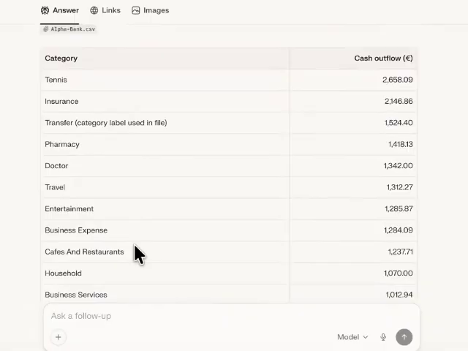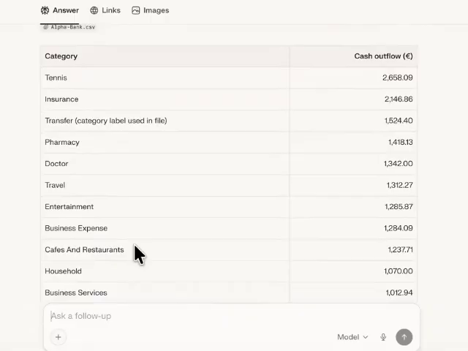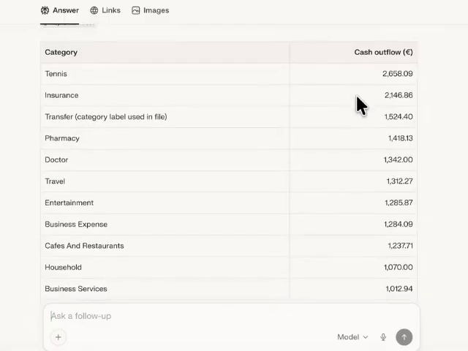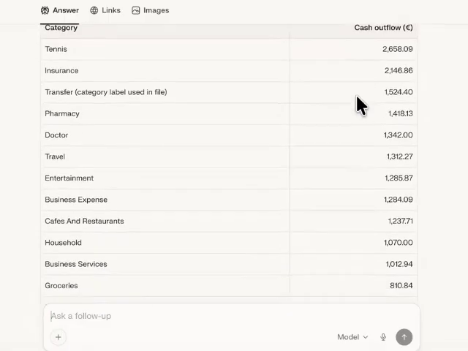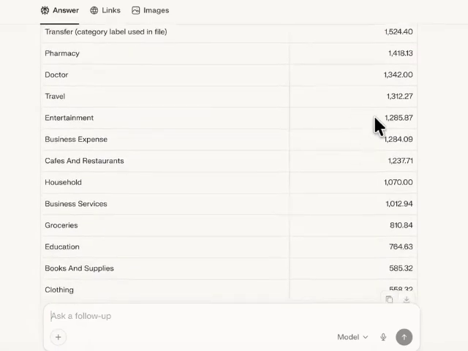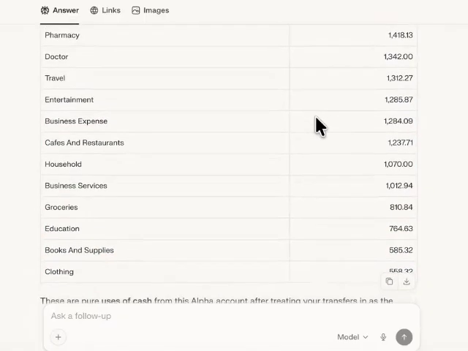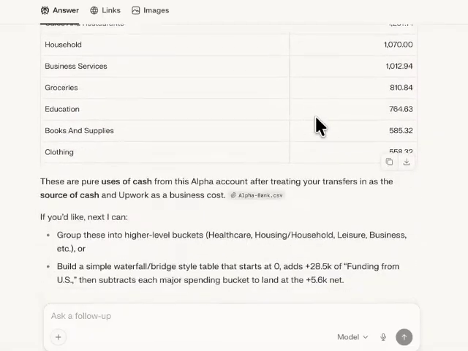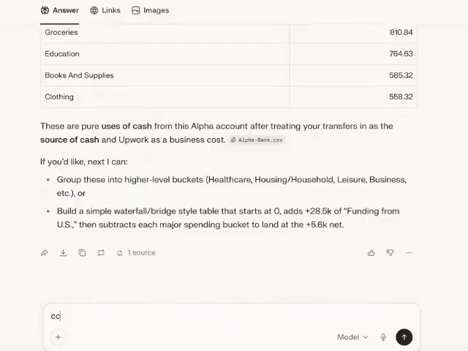Tennis. It's difficult being a retiree. My largest expense is tennis. That's terrible. And then insurance. Okay, that's terrible. Why? Because I'm an American and I don't get government insurance here in Cyprus yet. Probably never. Entertainment. That's mainly Netflix and Apple TV and things like this. Business expense. Okay.